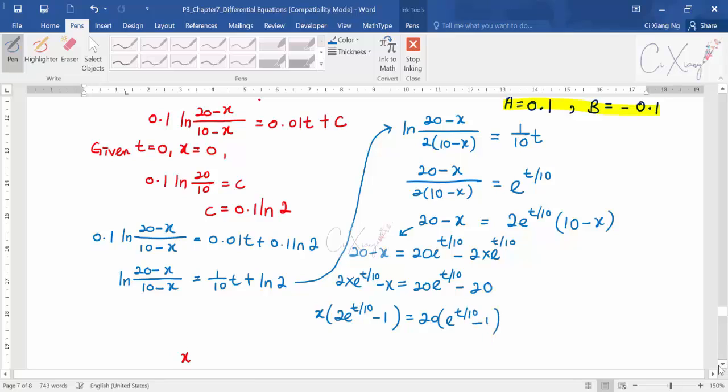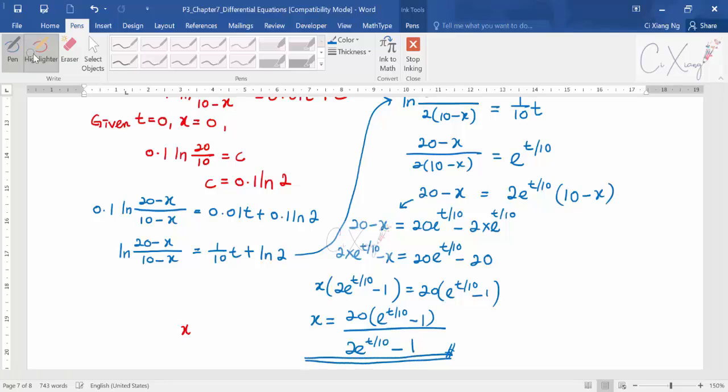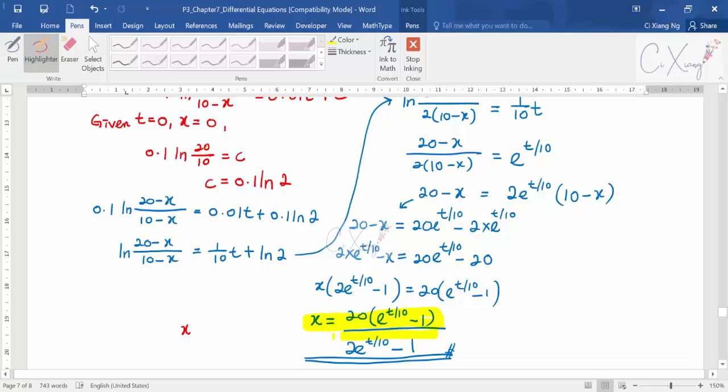It looks a bit complicated, right? But you just need to be very careful. All right, so eventually you'll get x equals 20(e^(t/10) - 1) divided by (2e^(t/10) - 1). Okay, so this is the answer where you can see that x equals something in t. That means you have only x on the left and something else on the right.